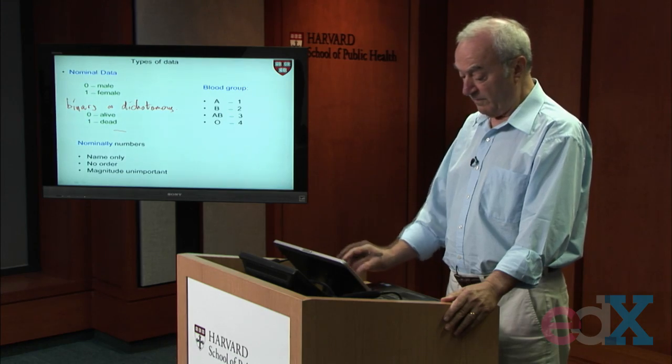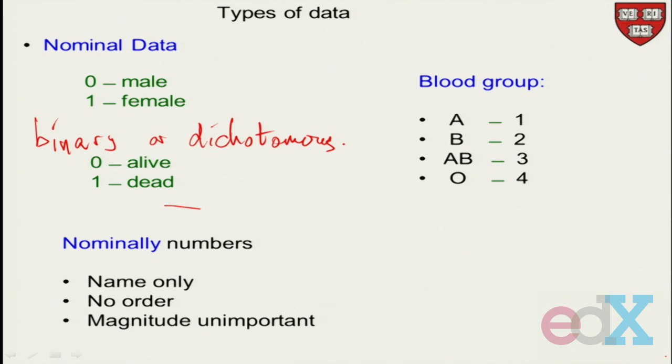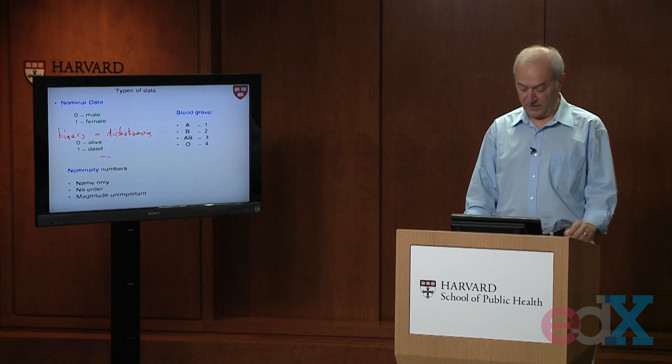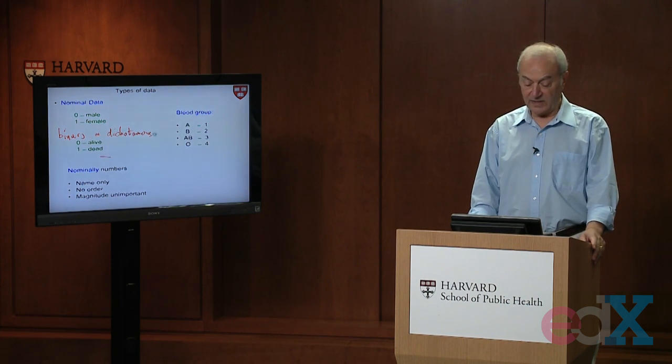So, in summary, these are nominally numbers. Only in name are they numbers. There's no order. The magnitude is unimportant. So that's nominal data.